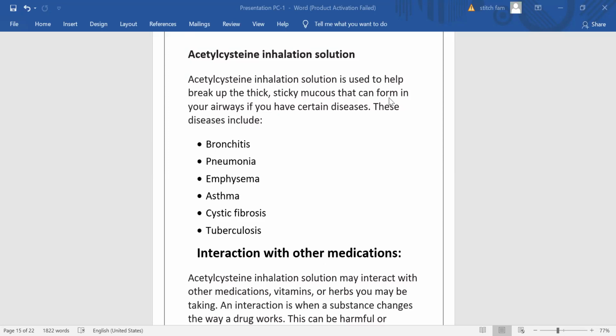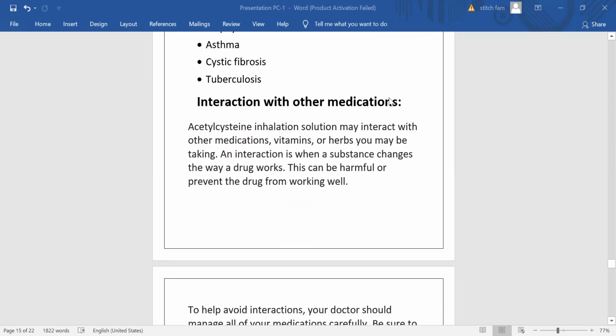Moving towards its interaction with other medications. Acetylcysteine inhalation solution may interact with other medications, vitamins, or herbs you may be taking. An interaction is when a substance changes the way a drug works. This can be harmful or prevent the drug from working well.